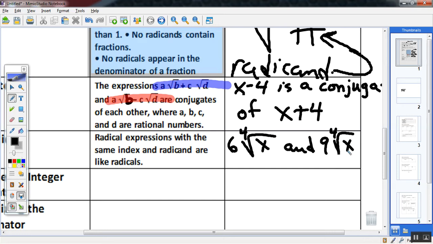All right. How about the radicand in each? Same. It's x down there, right? I'm simply saying I have 6 4th roots of x and 9 4th roots of x. If I wanted to combine those, how many 4th roots of x are really up there then? 15 4th roots of x. So you have like radicals when you have the same index and same radicand underneath a radical sign. Okay? Sounds pretty cool, doesn't it? Well, better than that, it sounds pretty what? Rad.